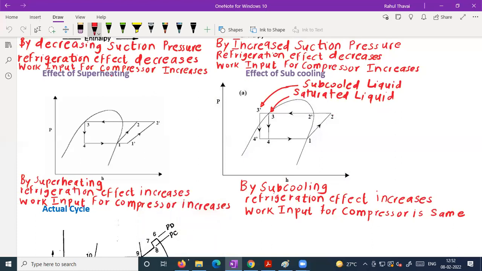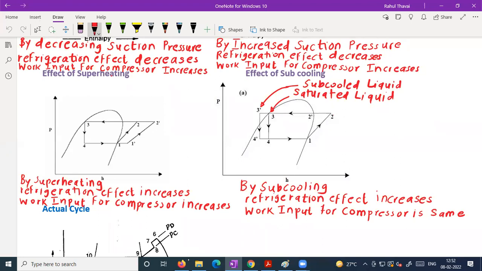Yes sir. Because see, we have the same process 1, 2, 2. We don't have 1, 2, 2 dash. Our process is only 1, 2, 2. So see, we are getting more refrigeration effect with the same work input.